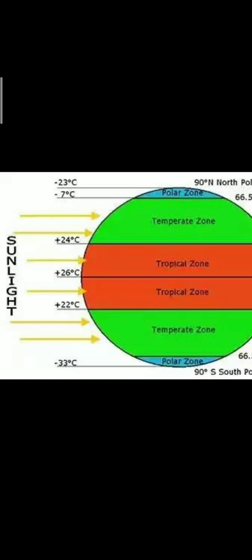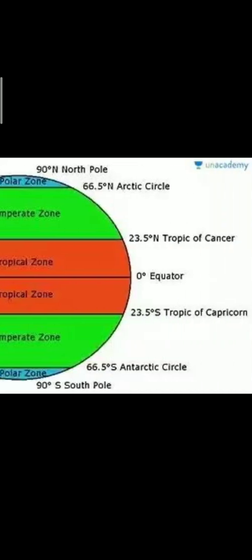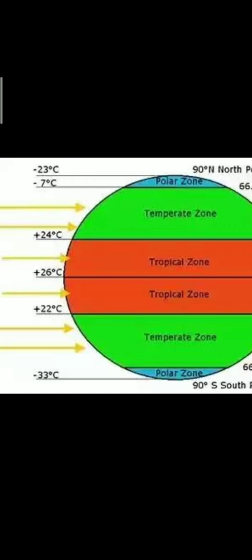Now look, from this picture you can see direct rays are falling on which zone, which places? Tropic of Cancer, equator, and Tropic of Capricorn. So where the direct rays of the sun are falling, those areas are called torrid zone. What are they called? Torrid zone, also known as tropical zone. Clear? There's a printing mistake over here. We call it torrid zone. Yeah, where the direct rays are falling, that is called torrid zone.